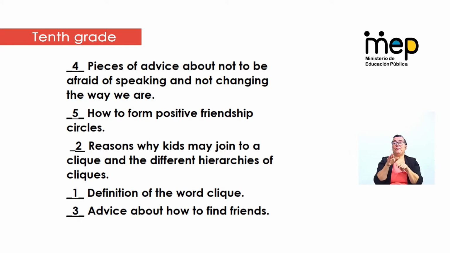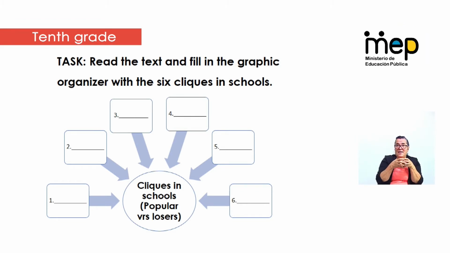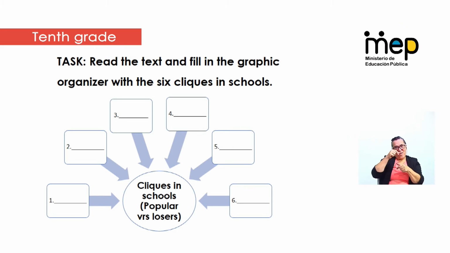But before, let's review the task. Look at the task. It says, read the text and fill in the graphic organizer with the 6 cliques in school. Do you remember the cliques in school? The popular versus the losers. So let's try to do it. The reading mentioned 6 different cliques or groups that are formed in school. Do you remember them? Let's look at the answers.